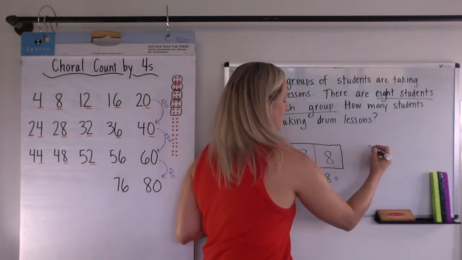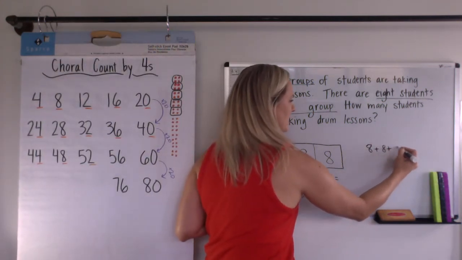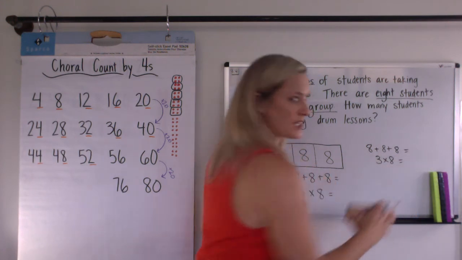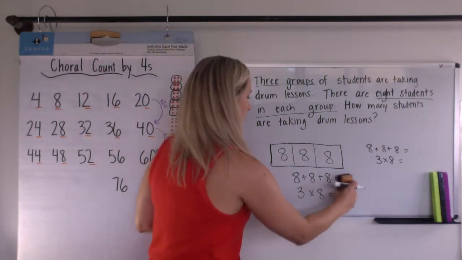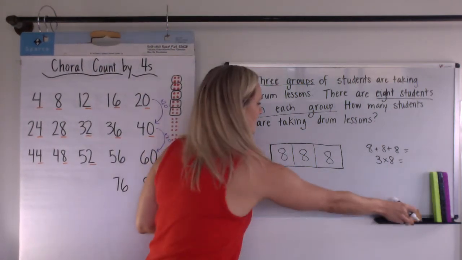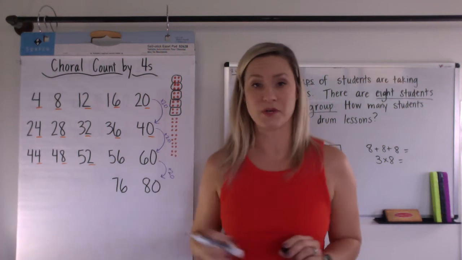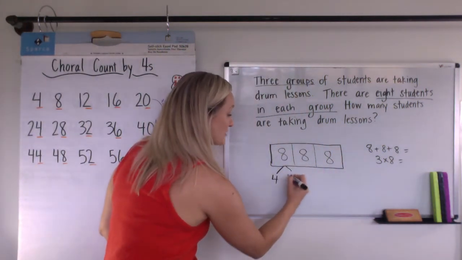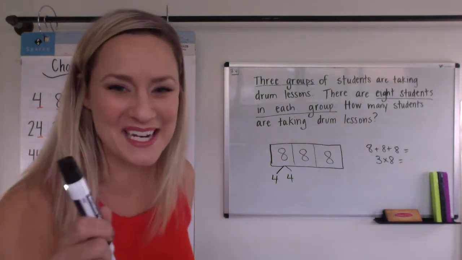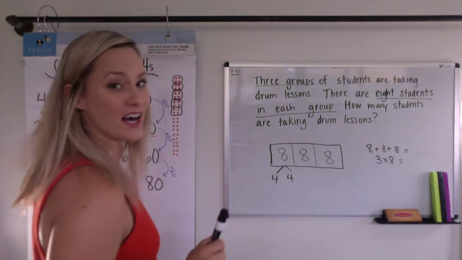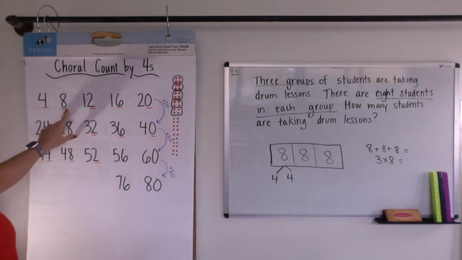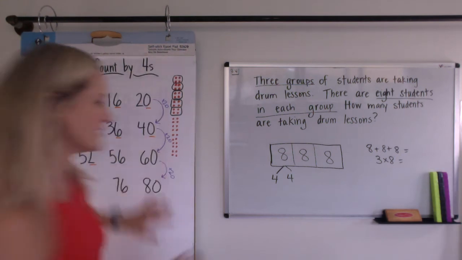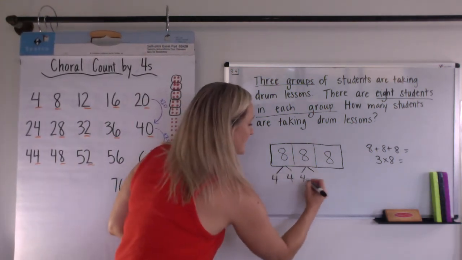Actually, I think I want to write my 8 plus 8 plus 8 and 3 groups of 8 over here because I just had a big idea. I had an idea related to our count by 4s. I bet some of you are saying 8s are made up of 2 4s. Did anybody think about that? We had an 8 right here and an 8 right here. So 2 groups of 4 make 8. So maybe you even thought about it like that.